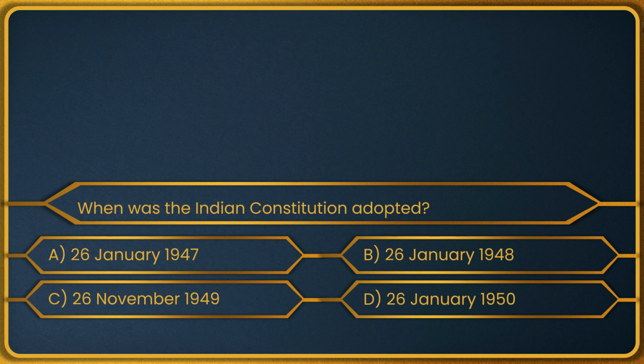Next question. When was the Indian Constitution adopted? Option A. 26th January 1947. B. 26th January 1948. C. 26th November 1949. D. 26th January 1950.